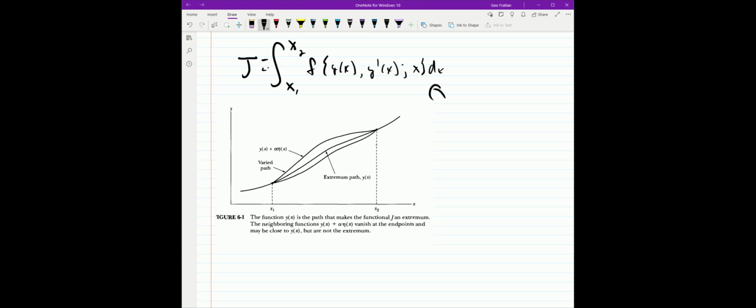So equation 6.1 is this equation right here. And this is basically letting us know that the y prime right here is just the first derivative, dy/dx. And the semicolon basically tells us that the independent variable x is separate from the dependent variable y of x and its derivative y prime of x. Now, the functional J depends on the function y of x, and then the limits of integration are fixed. So this basically tells us the function y of x is then to be varied until an extremum value of J is found. So J is the value of the extremum.